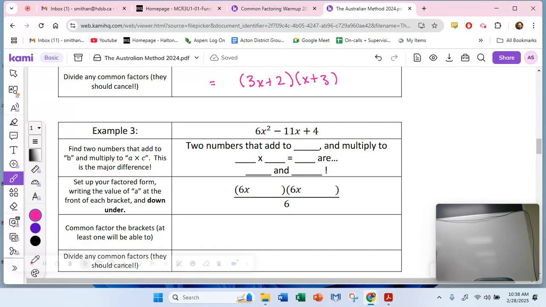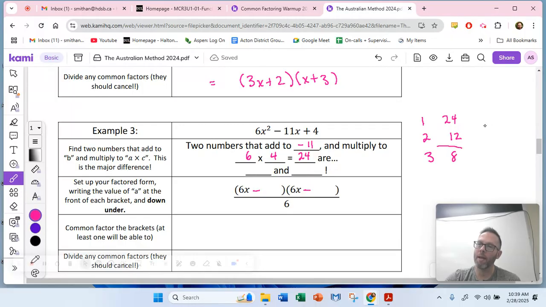Find two numbers that add to minus 11 and multiply to whatever 6 times 4 is, 24. I recognize both of those numbers will be negative because they multiply to a positive and add to a negative. And then you just got to find the numbers that work. I know many of you will have found them already, but you can brainstorm in the margins. You can take out your calculator and just start dividing 24 by random numbers until you find something that works.